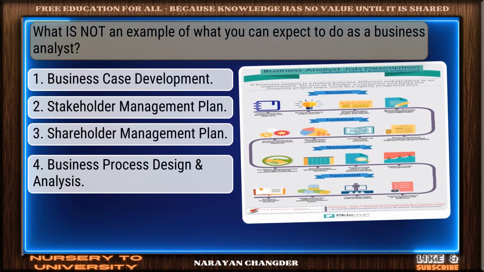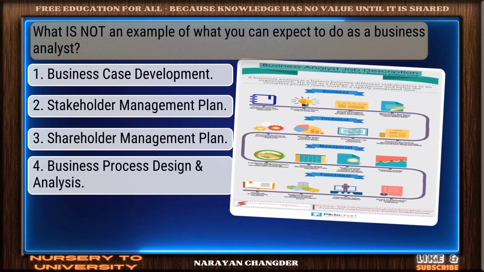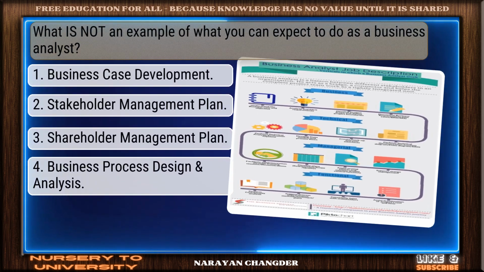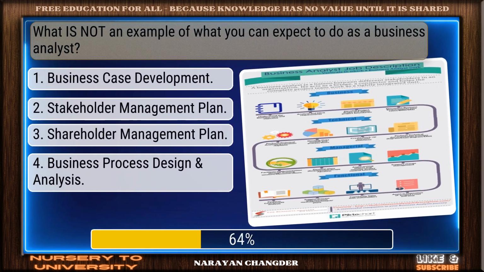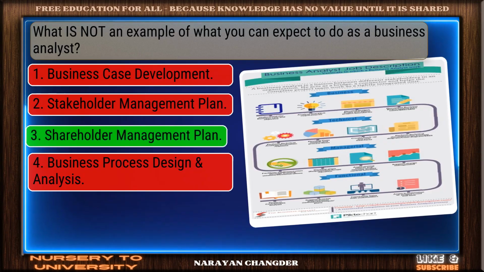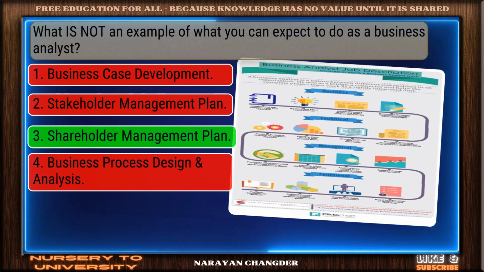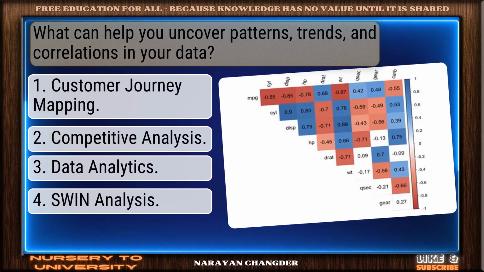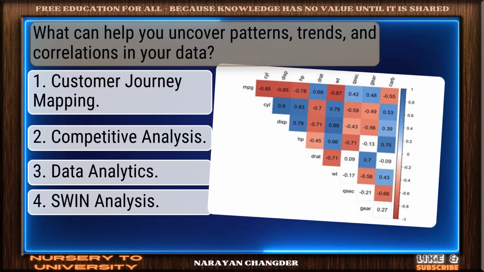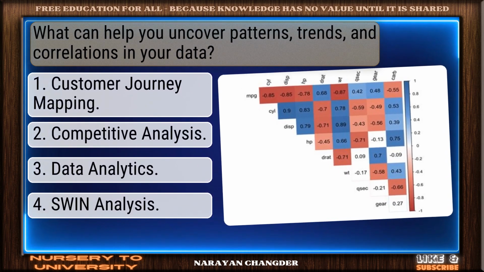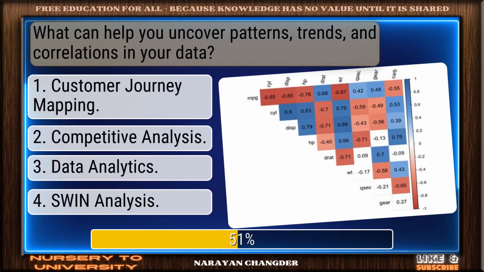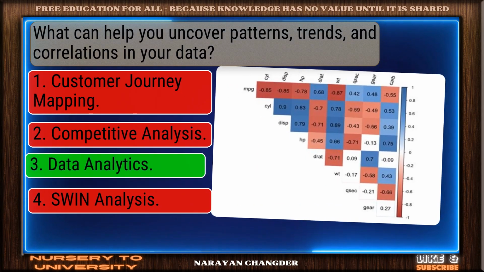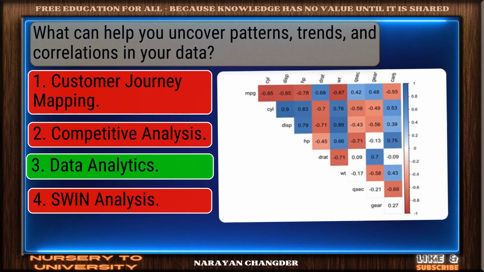Question number 11. What is not an example of what you can expect to do as a business analyst? Exactly. Stakeholder management plan makes sense, and it is the right choice. Question number 12. What can help you uncover patterns, trends, and correlations in your data? Solid response. Data analytics is a valid choice.